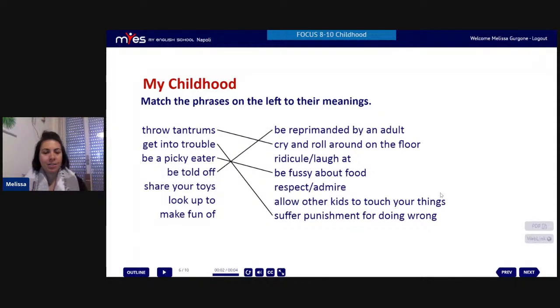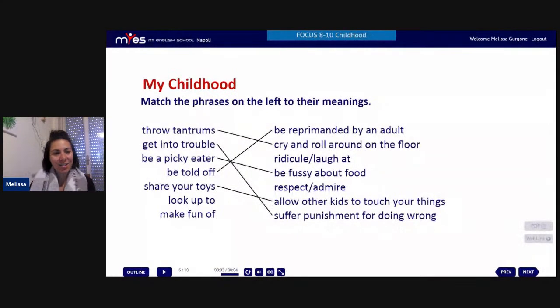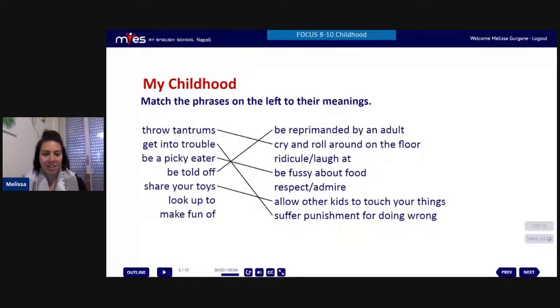Good. To share your toys, okay, is to allow other children to play with your toys, to play together with your things, and this is to share. We often encourage our children to do this.